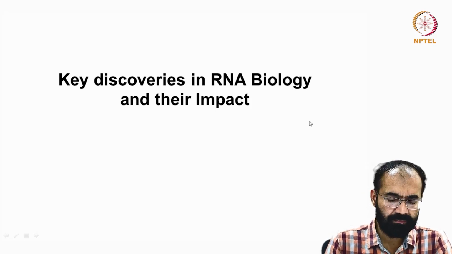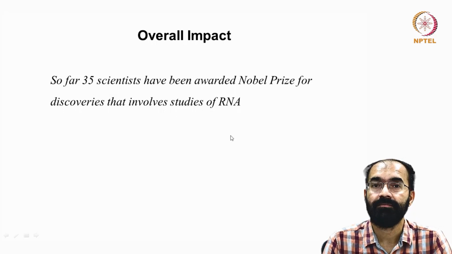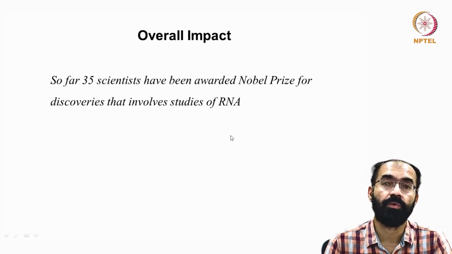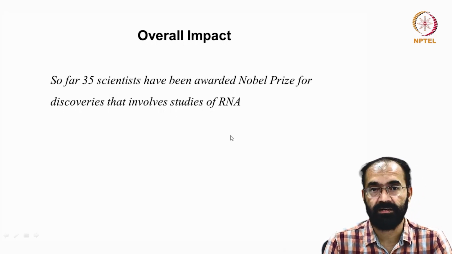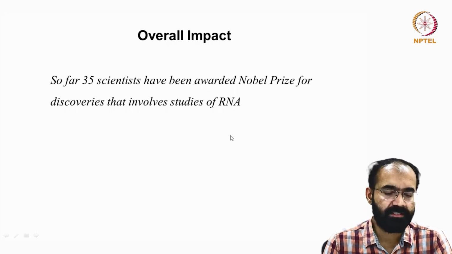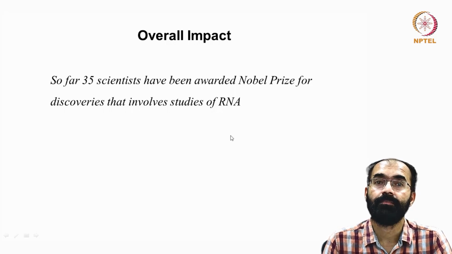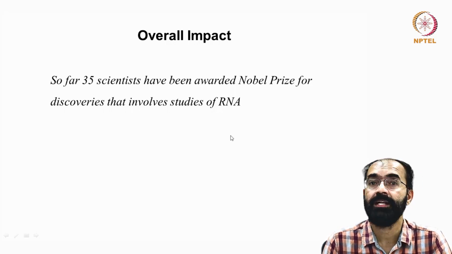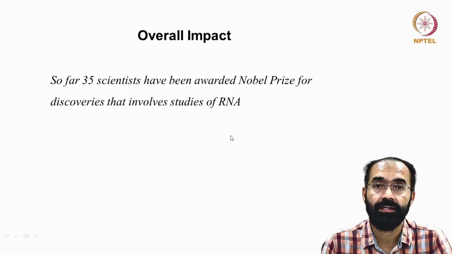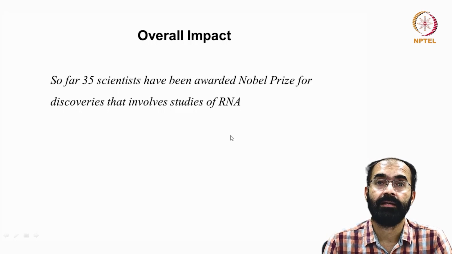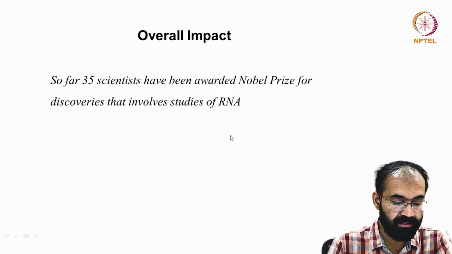More than 35 scientists have got the Nobel Prize for RNA related discoveries. One of the recent ones, recent meaning maybe a decade ago, was for one of the Indian scientists. You may have heard his name. His name is Venki Ramakrishnan, who discovered the structure of the ribosomes. He was quite instrumental in decoding the crystal structure, and that is nothing but an RNA related discovery.